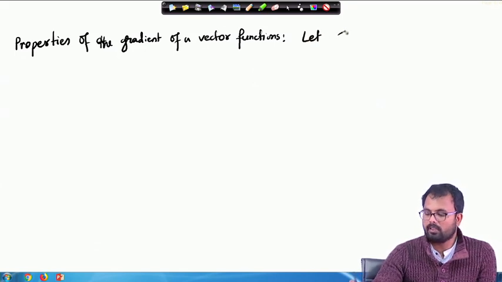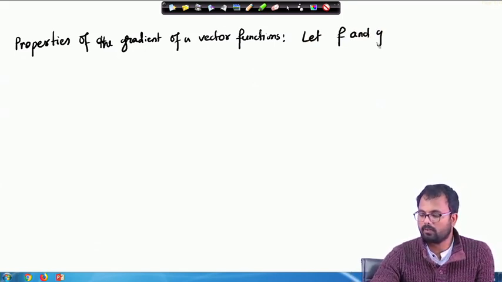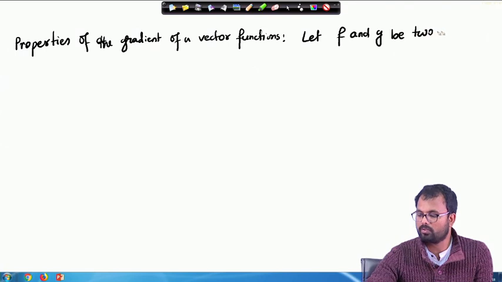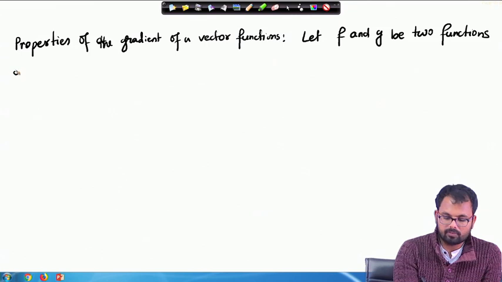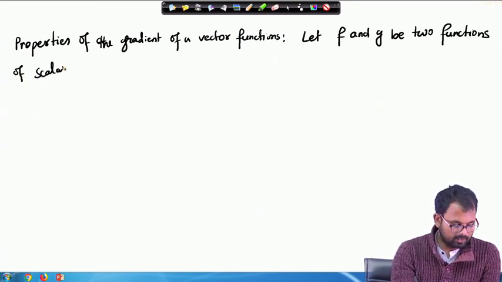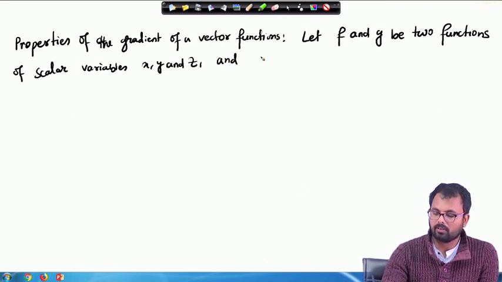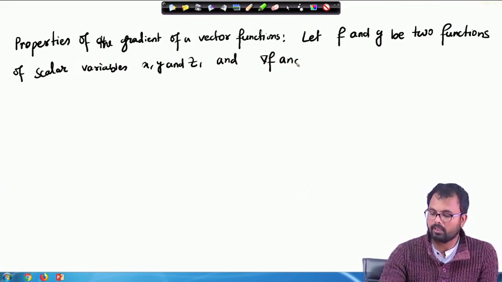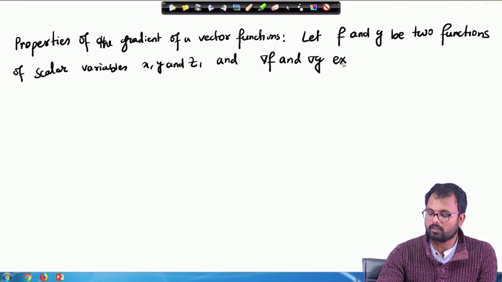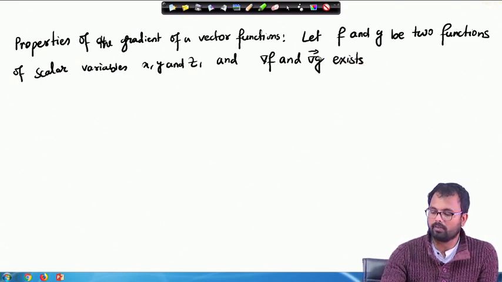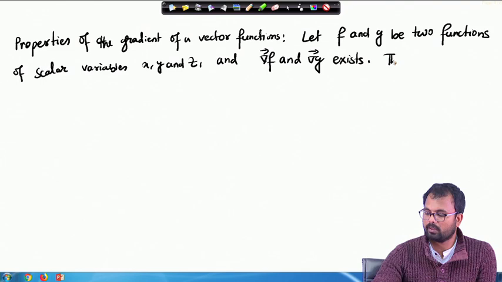So, the statement is: let f and g be two functions of scalar variables x, y and z, and the gradient of f and gradient of g exist. So, they are defined in a way, they exist actually.